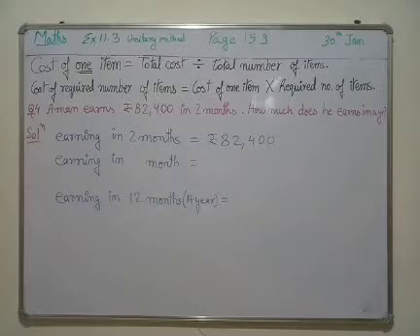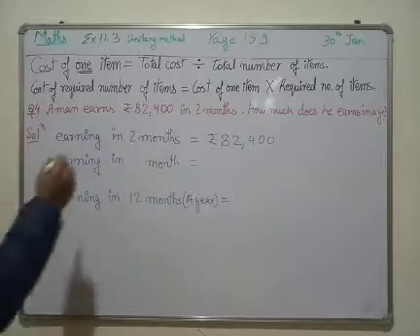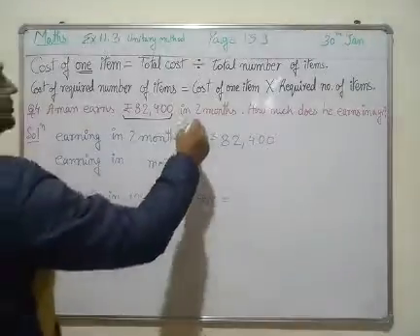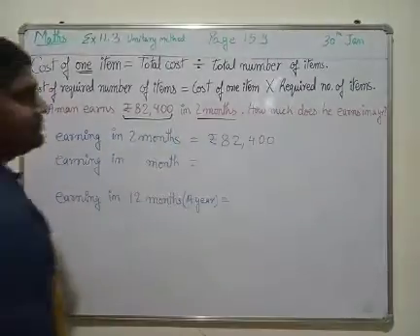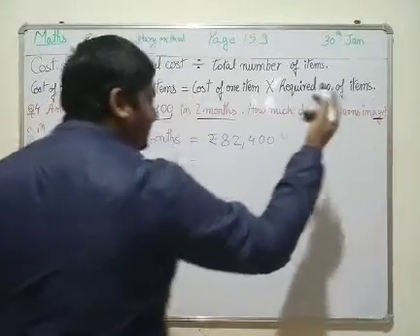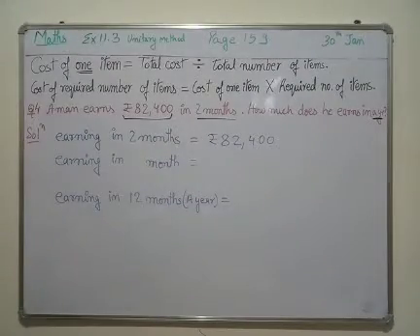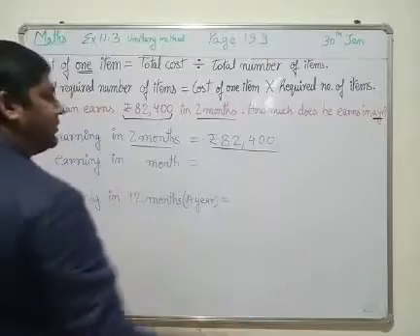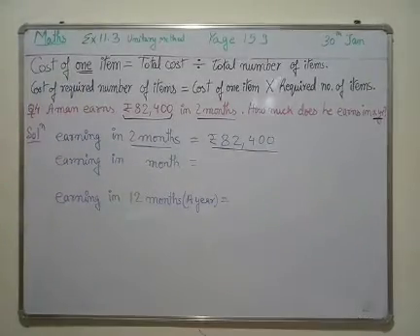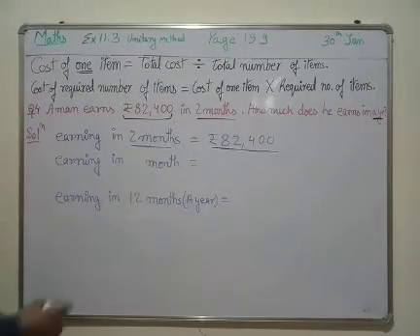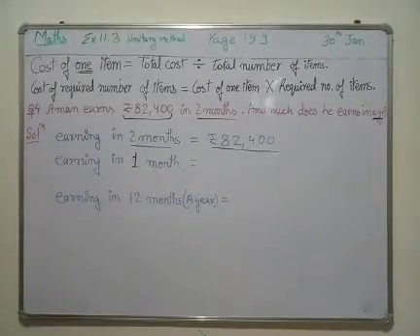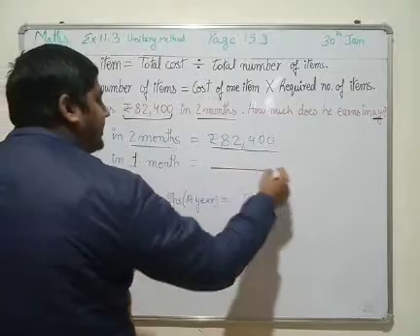Now in question number 4, we have a man earns 82,400 in just 2 months. Then how much he will earn in a year? एक साल में वो कितना कमाएगा? Now the earning in 2 months we know that is 82,400. So we will find the 1 month earning, and that we will get by the division.